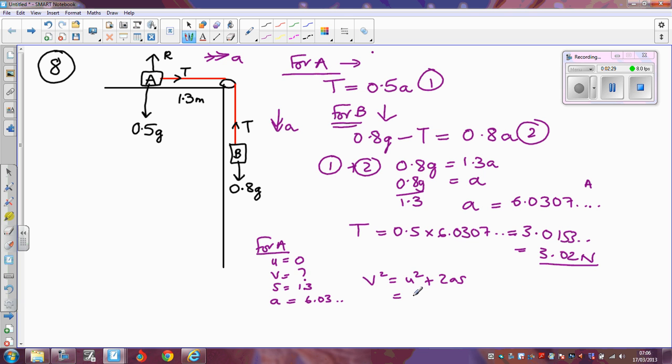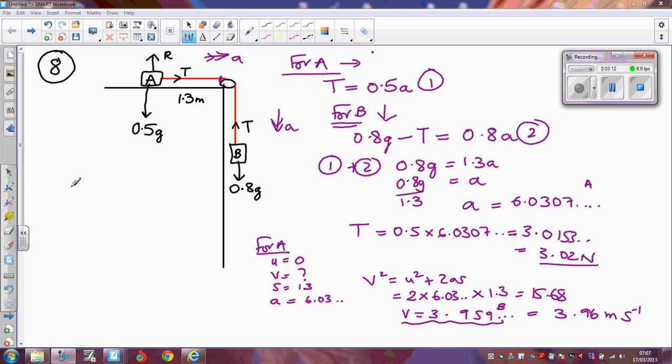So v squared is what I'm looking for. u squared is 0, so it's literally just 2 times the 6.03 multiplied by the 1.3. That came out as 15.68, which means v is the square root of that, 3.959 and so on, which I can round to 3.96 metres per second. Remember, the assumption in that part of the question is that there is no friction. That's the velocity at the point where A reaches the pulley. I'm going to put that in my memory and call it B, because I'm going to use that later.